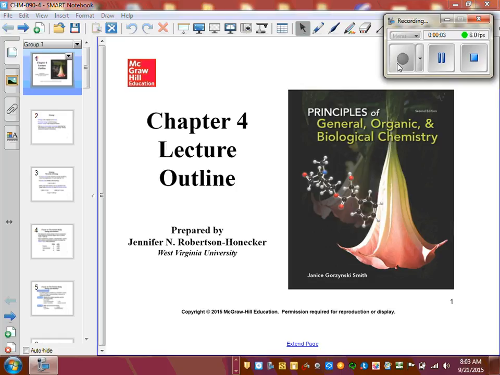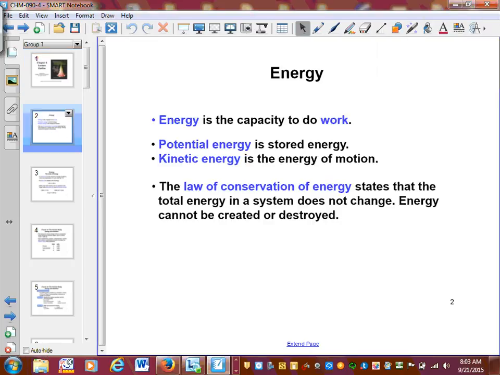All right. We're going to move on to Chapter 4 now. We're going to talk about energy. Energy is the capacity to do work. There's two types of energy: potential energy, which is stored energy, and kinetic energy, which is the energy of motion.